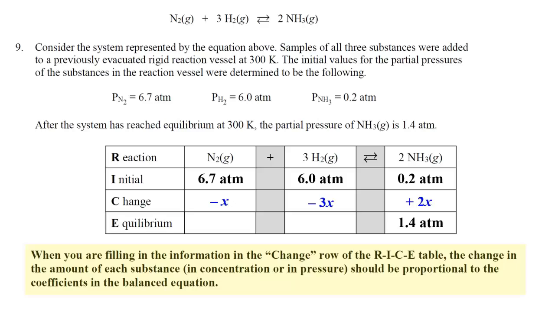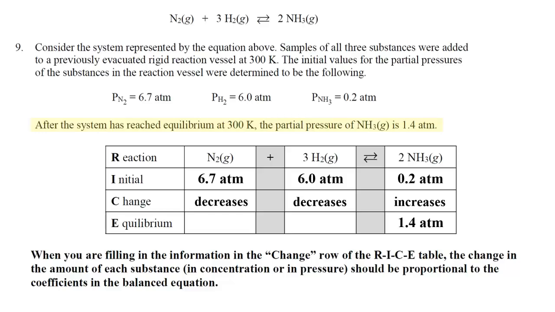So as you can see highlighted on this slide, when you are filling in the information in the change row of the RICE table, the change in the amount of each substance in concentration or in pressure should be proportional to the coefficients in the balanced equation. So how did I know that it was minus X or plus X or minus 3X or plus 3X?